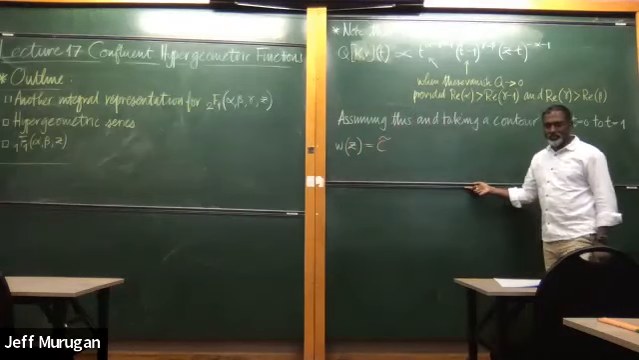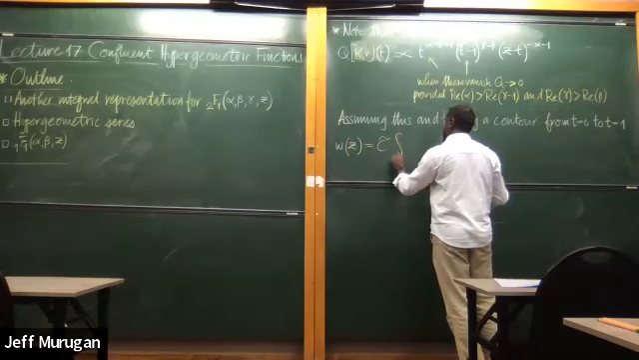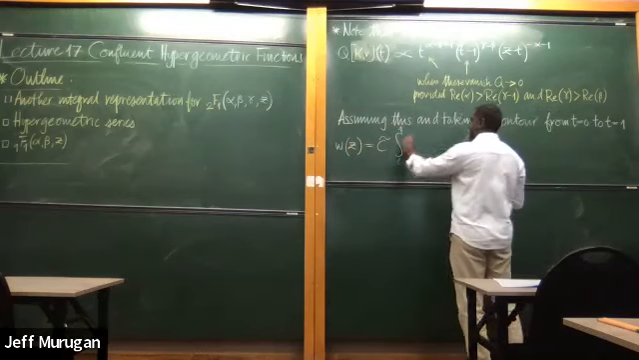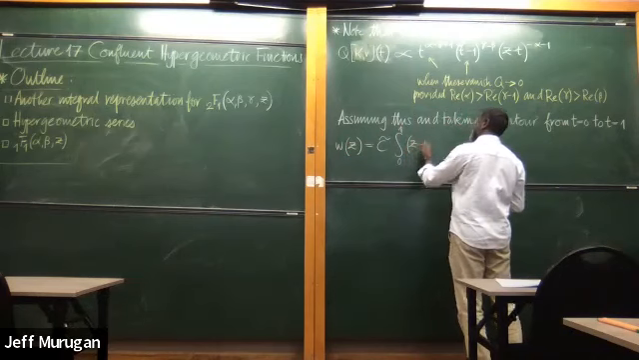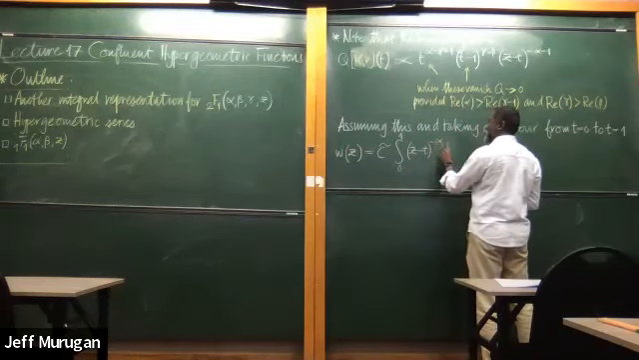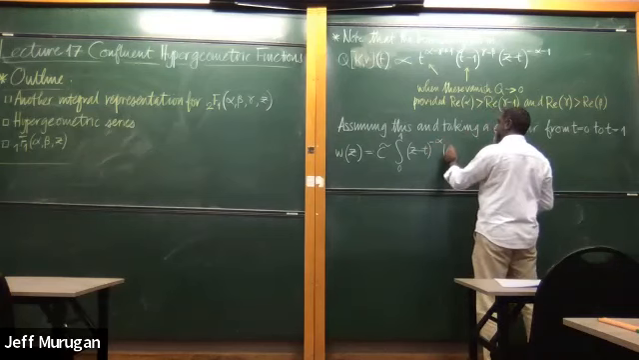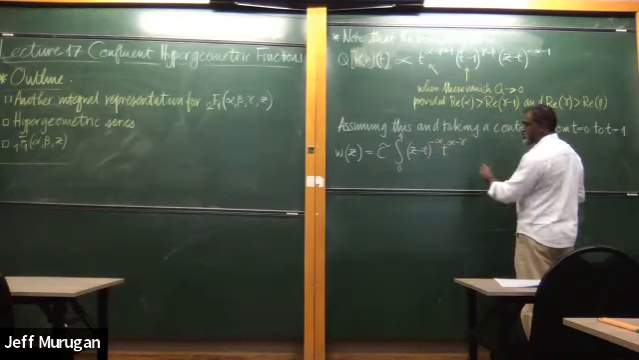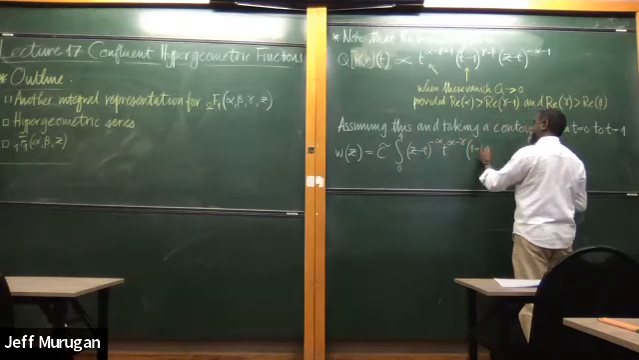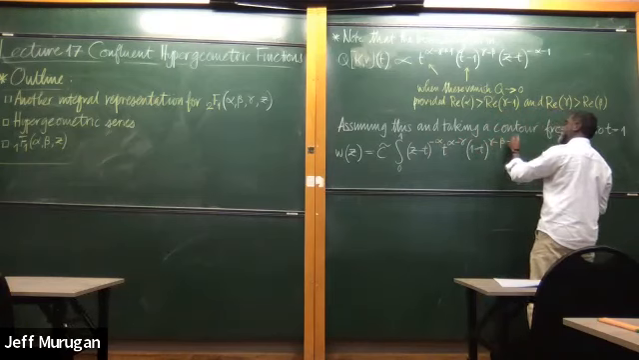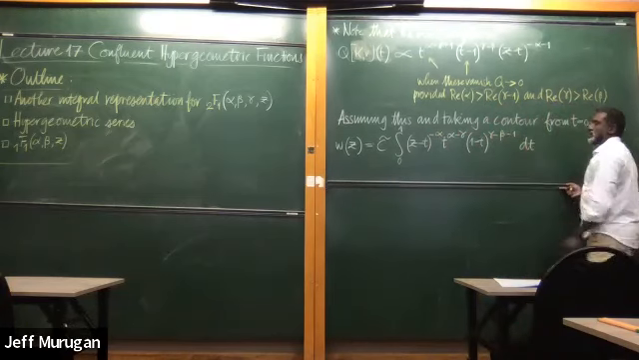Then our solution w(z) can be written as some constant, which we'll choose just now, times the integral from 0 to 1 of (z minus t) to the minus alpha, times t to the alpha minus gamma, times (1 minus t) to the gamma minus beta minus 1.